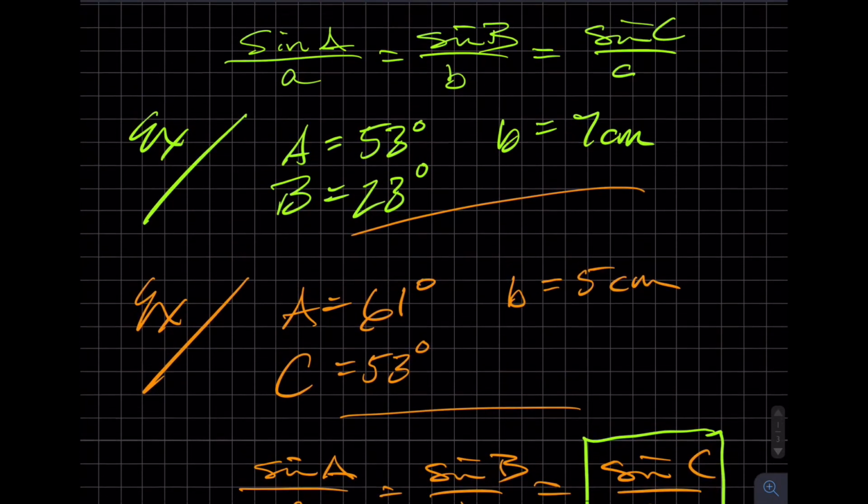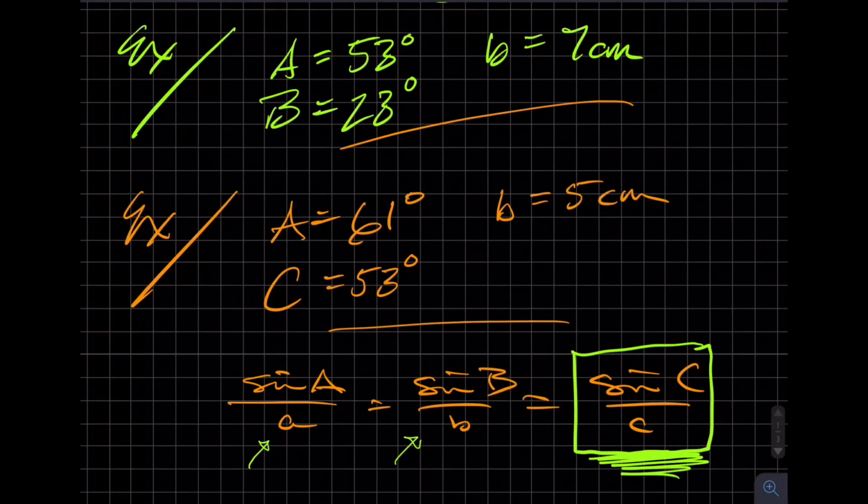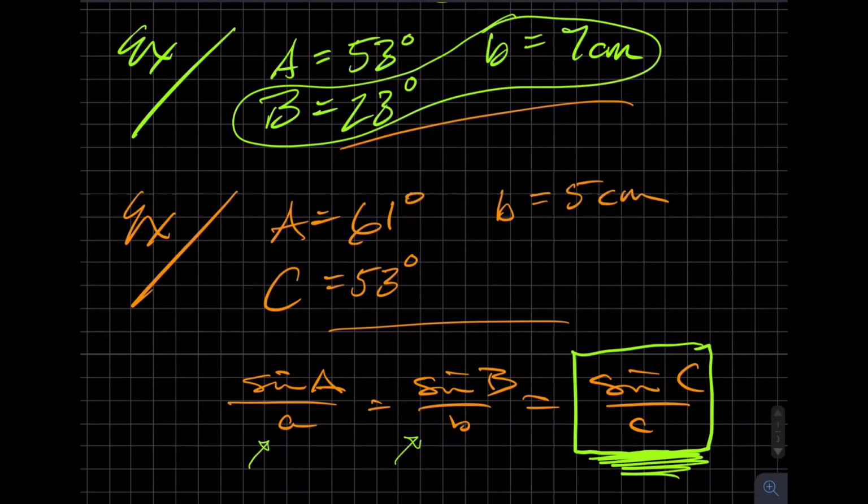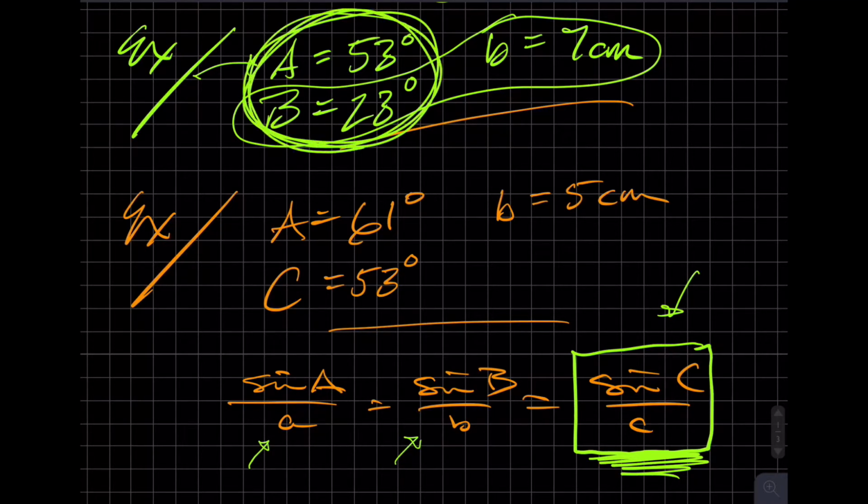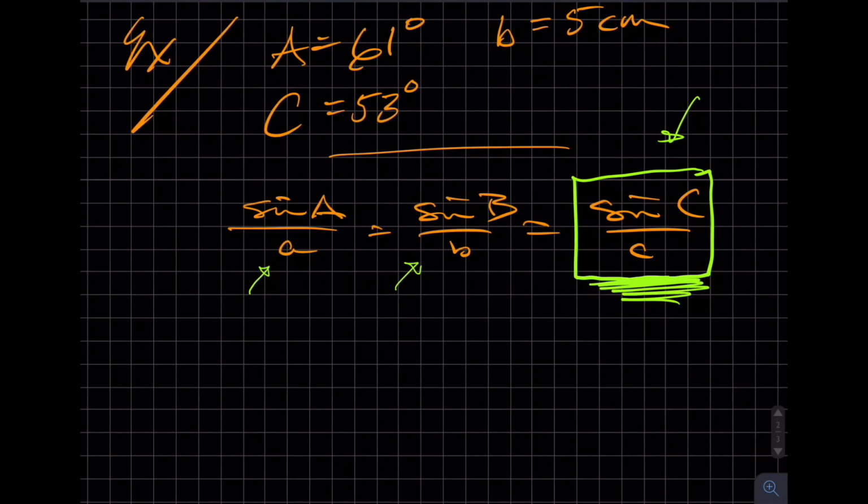And that's kind of what I want to show you. In this first example, I have one of these pairs. I have sine B over little b, so that I can set up one of these fractions and figure out what side a is. In addition, I can use triangle sum to find the third angle and then find c. So let's finish this orange problem, and that'll be enough for this one.